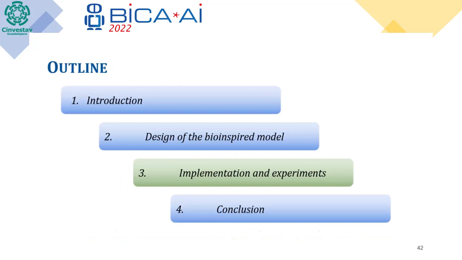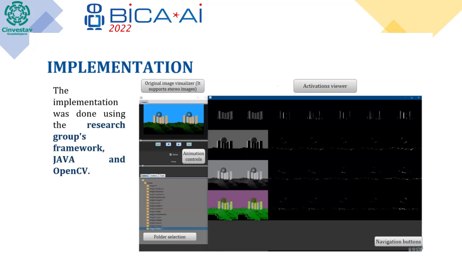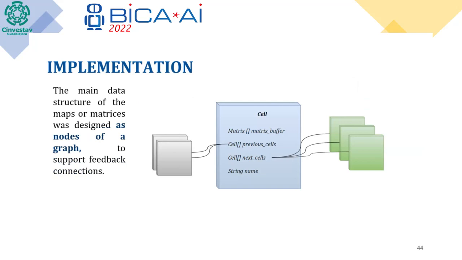So, about the experiments, the implementation was done using the research group framework presented in the previous presentation, programmed in Java using the OpenCV library. Our window is intuitive, very easy to use. The main data structure of the maps or matrices was designed as a node of graphs to support feedback connections, so we have the previous and the next nodes.